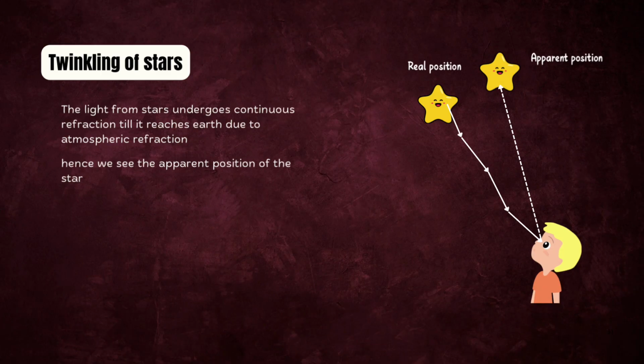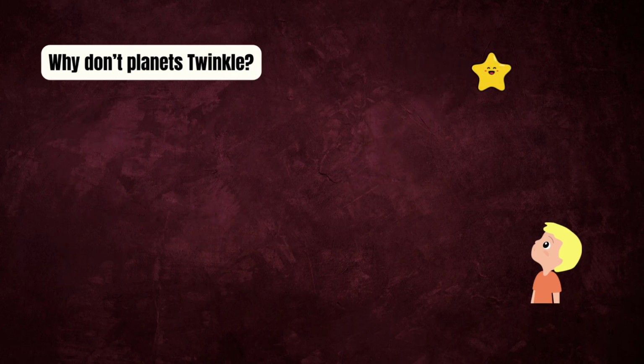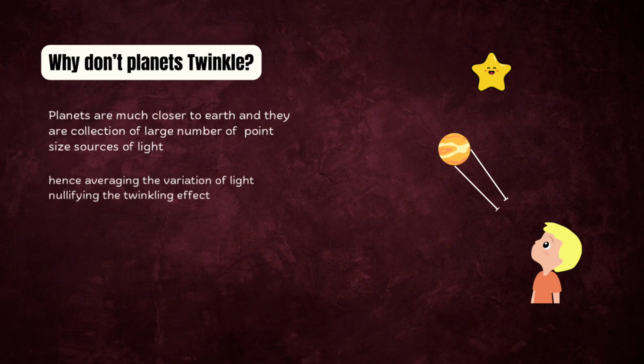But physical conditions of the atmosphere are not stationary. Hence, the apparent position of the star keeps fluctuating. That is why the stars appear twinkling. Why don't planets twinkle? Because planets are much closer to the earth and they are a collection of large number of point-sized sources of light. Hence, the average variation of light is nullified and the twinkling effect does not appear.